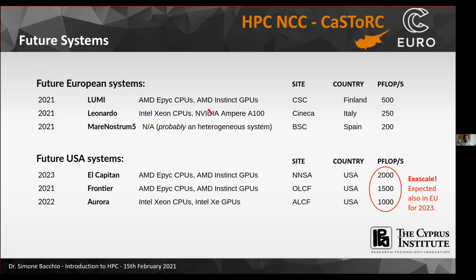And you see again, no NVIDIA GPUs anymore. AMD GPUs, both of them, and Intel GPUs here. So all hybrid systems, but not NVIDIA anymore. So there is a new player in the supercomputing system, which is AMD. Sorry, not NVIDIA, AMD.